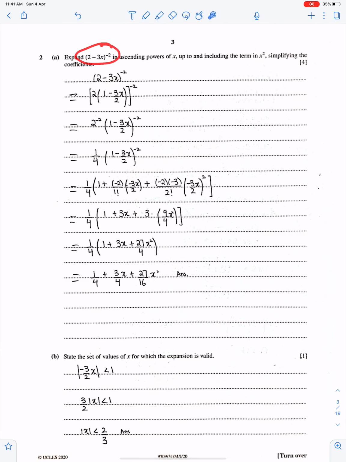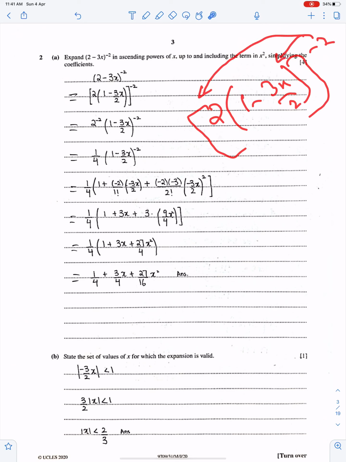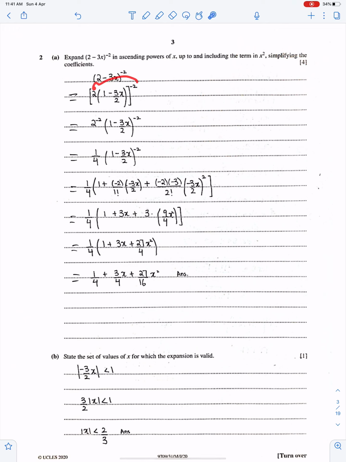This is the binomial theorem question, and make sure you make the first term 1 before applying the theorem. For that you need to take 2 common, but take this 2 common very carefully. When you take this 2 common, you have to use a square bracket. 2 into 1 minus 3x upon 2 whole power minus 2. Now give this power to both the terms, this and this. So when you give minus 2 to this, it will become 2 power minus 2, and then this will become 1 upon 4. Now you can expand this and use a square bracket.